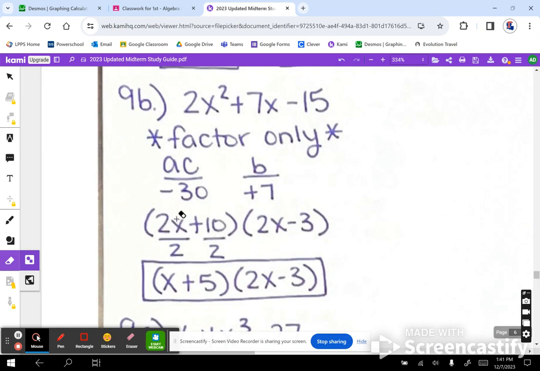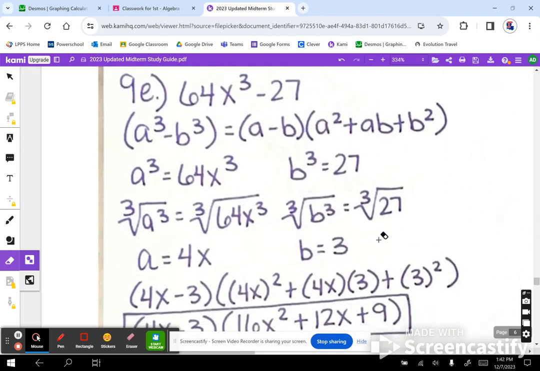Divide both terms in this binomial by 2 because they're even numbers and 2 factors into 10. So divide 2 by 2 and 10 by 2 and you get 1x plus 5. So x plus 5 times 2x minus 3 is what this trinomial factors into.